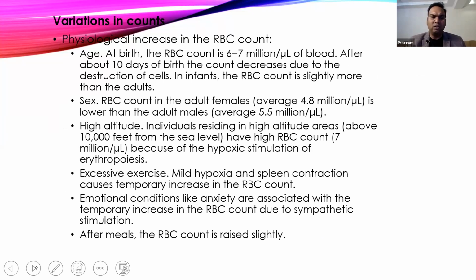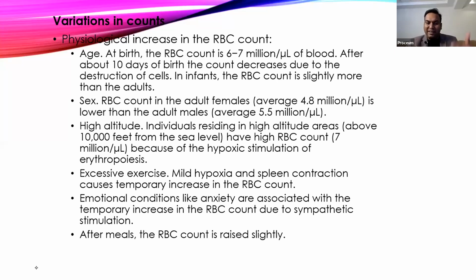Then come to the variation in the counts. When there is an increase in count, we call it polycythemia, but a physiological increase we do not call polycythemia. Physiological means when there is no disease, and normally it increases. So if you see at birth, the infant is already in a hypoxic state in intrauterine life, and because of that they already have a higher RBC count. So immediately after birth, the RBC count is much higher.